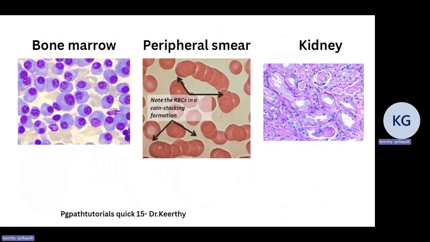So in the bone marrow, you see the plasma cells. Normal plasma cells are 6 to 10%, so you should see more than 10% plasma cells. Then I told you why the rouleaux will form: in the peripheral smear, you see rouleaux formation. In the kidney, there will be deposition of this material, that is, immunoglobulins.